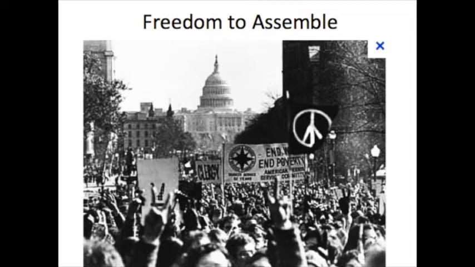If you're upset about something, you have the freedom to assemble and bring people together to try to put pressure on those in power to change that which you're upset about. Sometimes called the freedom of protest, this allows us to show that there is massive public support for an idea or for a need for change.